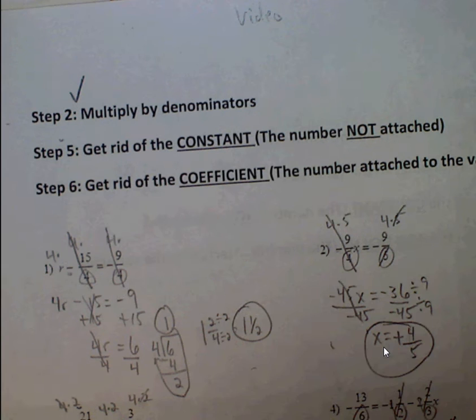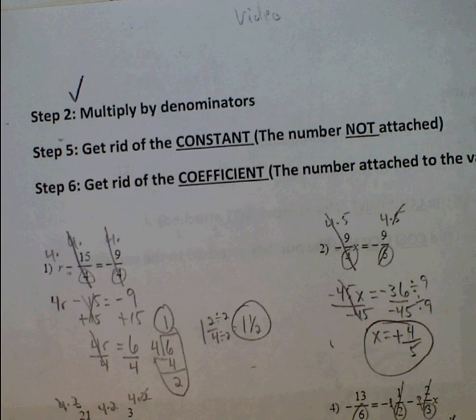That is multiplying by denominators. Check mark and then multiply by denominators. And we are done.